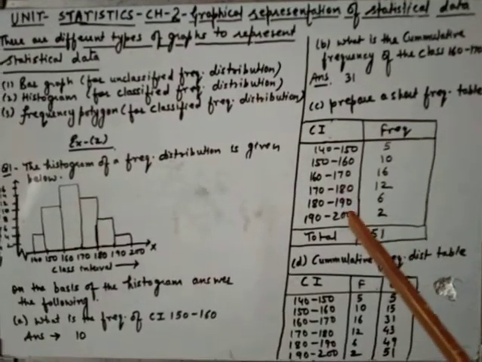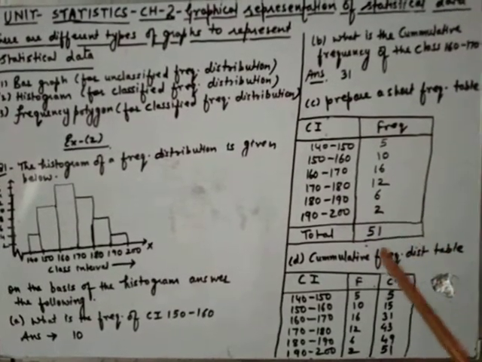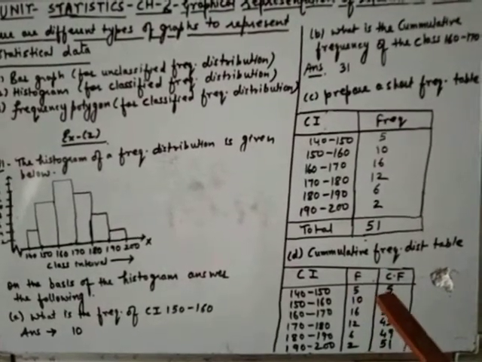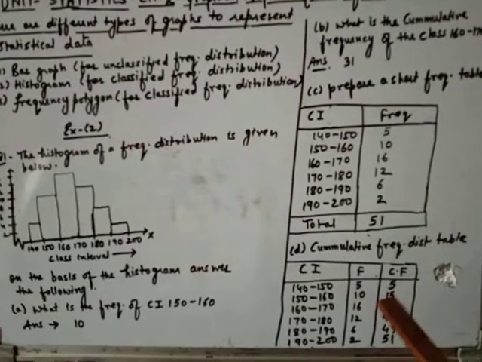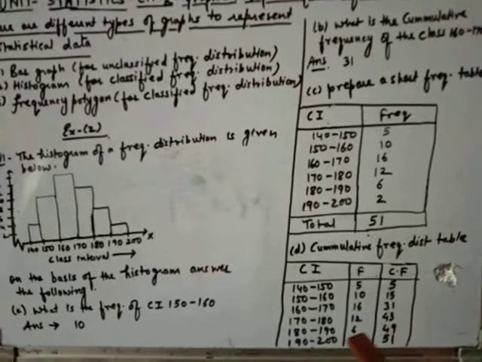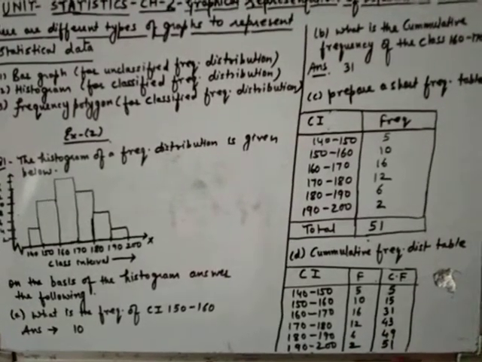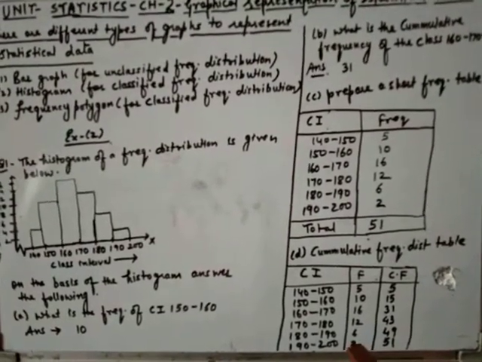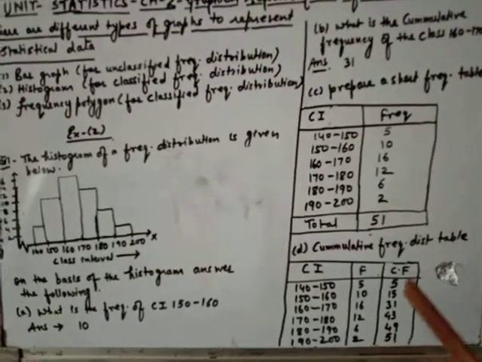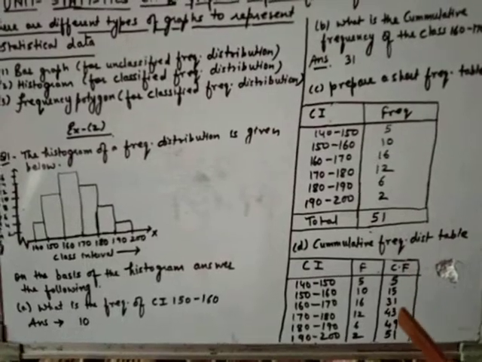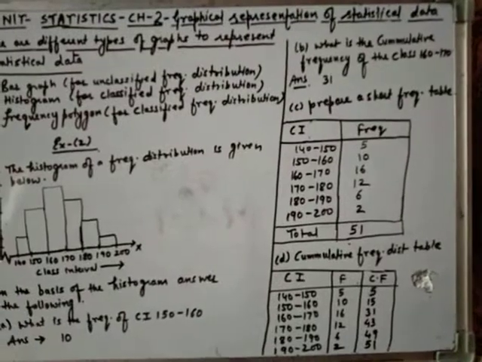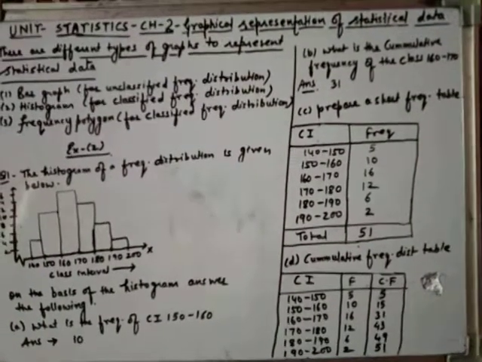Now on this class interval and on this frequency we have to calculate cumulative frequency. So the first frequency is as it is, 5 plus 10 is 15, 15 plus 16 is 31, 31 plus 12 is 43, 43 plus 6 is 49, 49 plus 2 is 51. So in the last we are getting the total of the frequency. So the third column is of cumulative frequency. Understood student? I hope you understood. Now we see the next question.